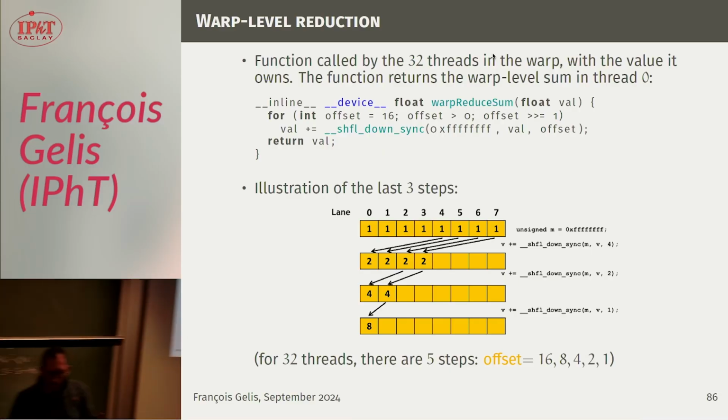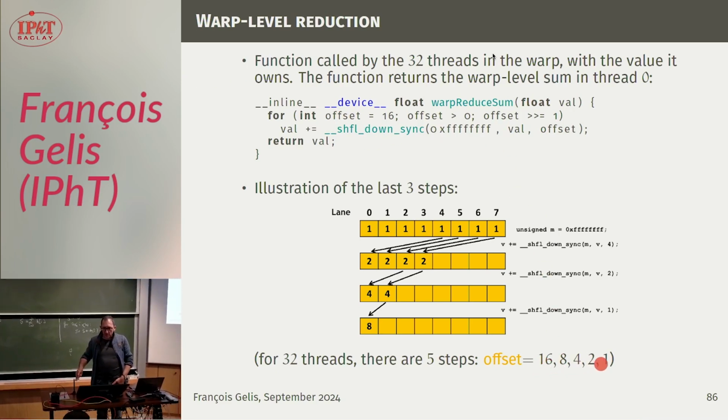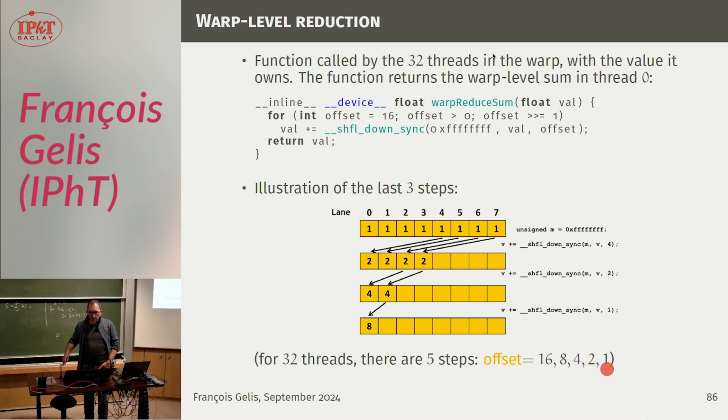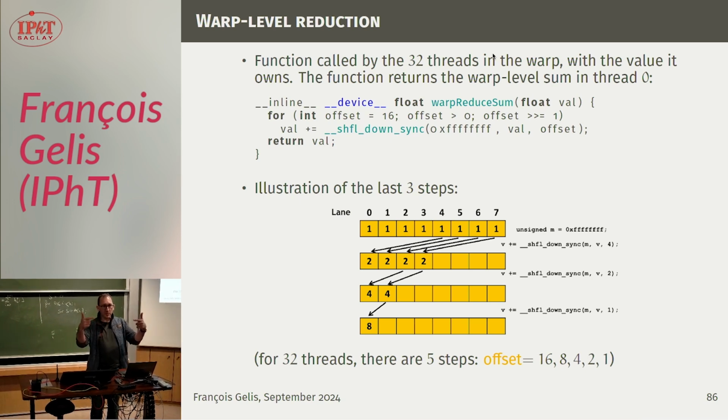And this was done in 5 steps, because if you look here, the offset starts at 16 and the function terminates when the offset reaches 1. So you have 5 steps, and at each step, all the additions are done in parallel. So instead of 31 additions, you need 5 steps to complete the sum of these 32 numbers.